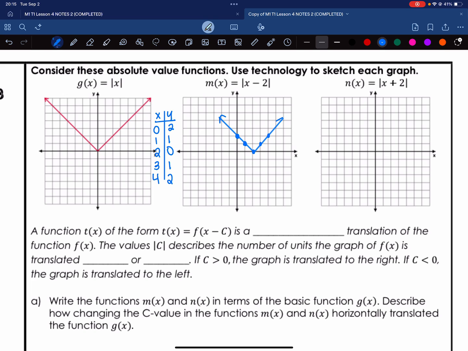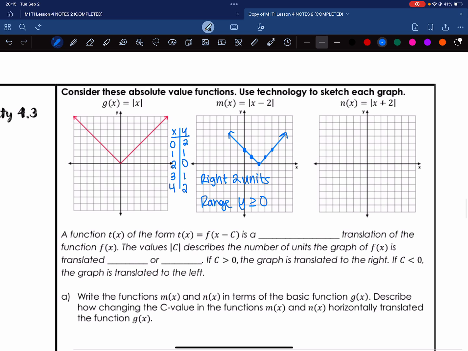Okay. If we look at this from the parent function, notice it looks like it's been moved to the left, or sorry, to the right 2 units. Okay. Notice that the range is the same. It didn't change. The range is still y is greater than or equal to 0.